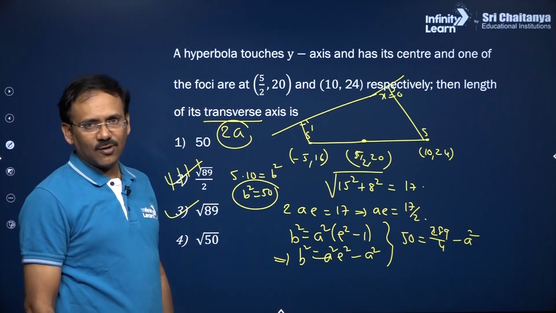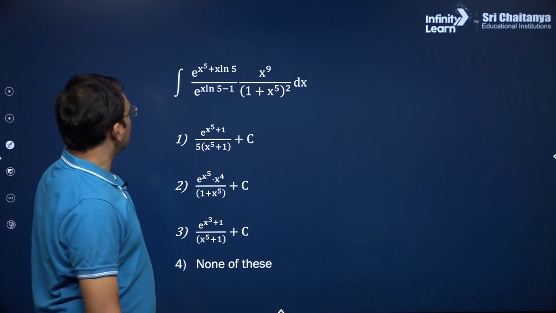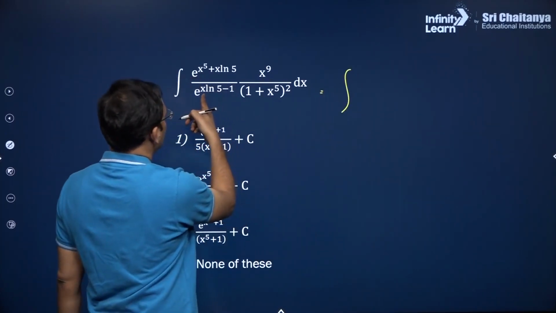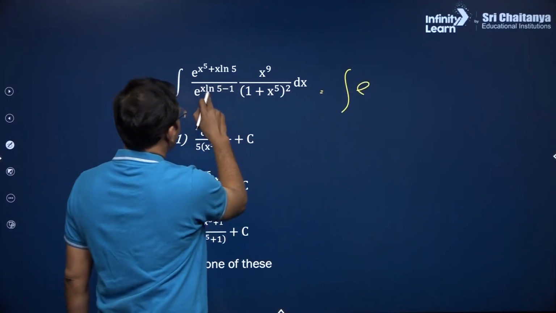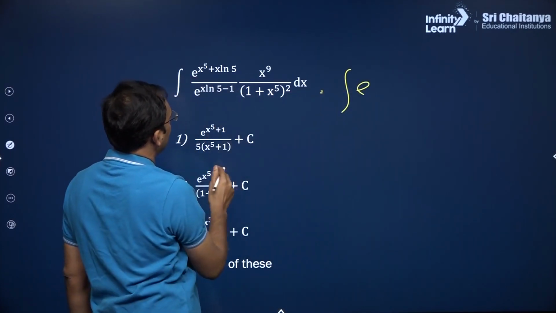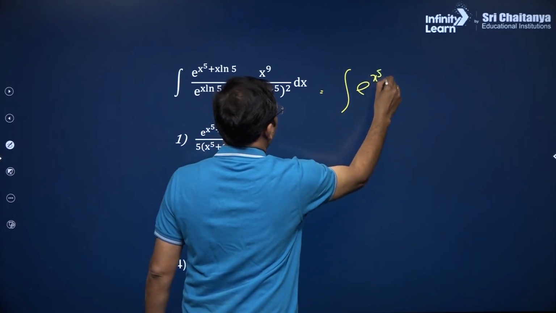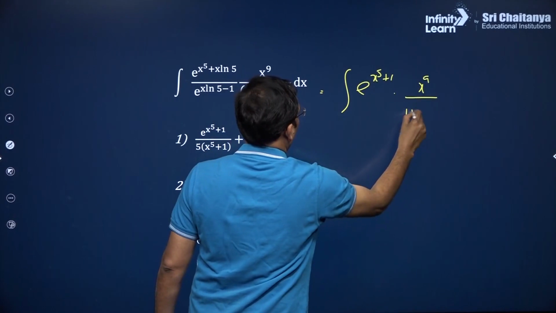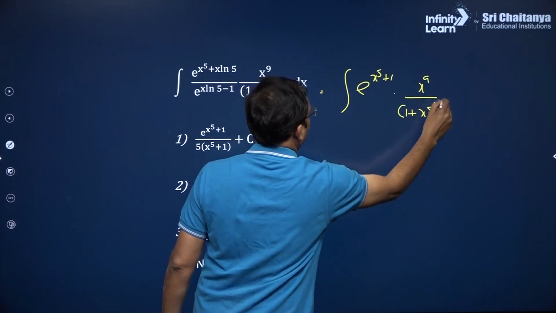the length of the transverse axis, okay. Next, my dear friends, you see this question, you try to simplify this integral, my dear friends. E power x square x ln 5 gets cancelled, e power x power 5 plus 1 into x power 9 by 1 plus x power 5 whole square dx.